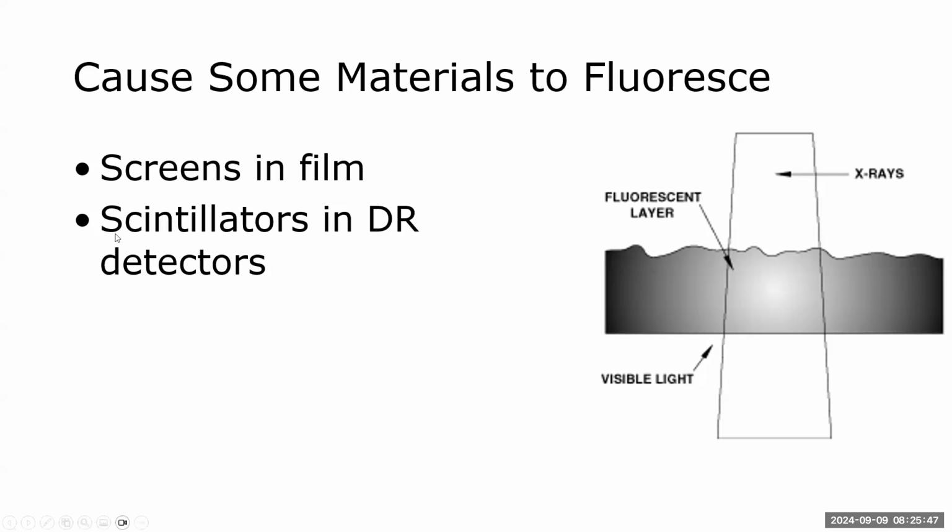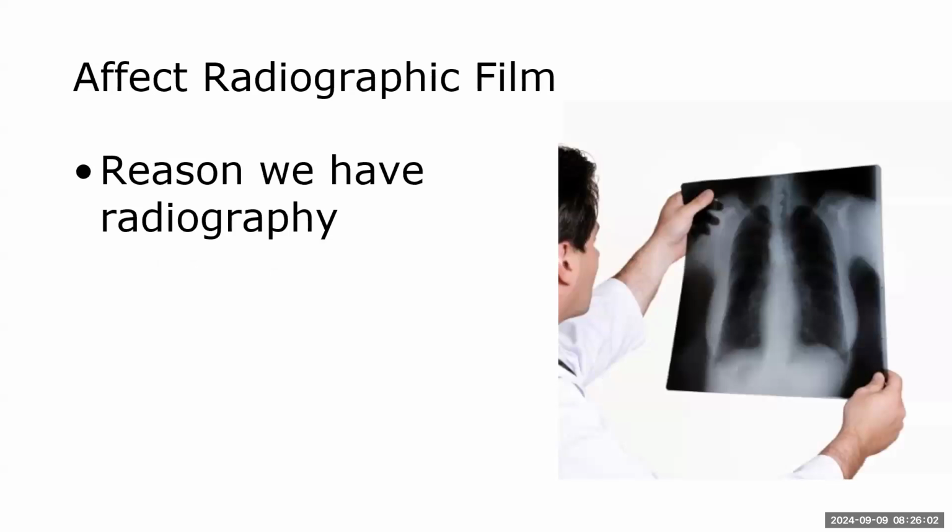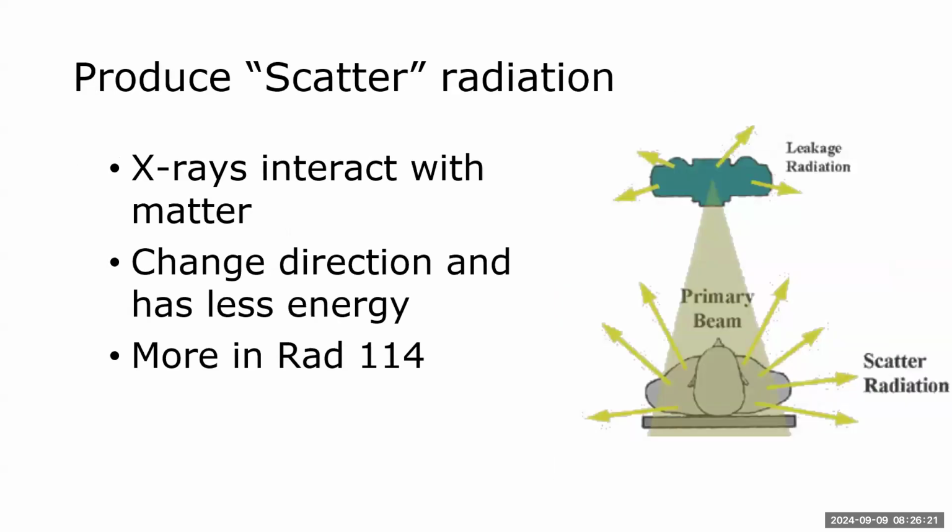This also is related to the scintillators that are in the DR detectors. The detectors that we have in the lab have scintillators in them, which means, again, when X-rays interact with them, light is given off. And light is what helps create that image. And of course, they affect radiographic film. That's one of the reasons why we have radiography: they realized, hey, this is a medium that we can use to actually see the inside of a patient without cutting them open, right? Because it does affect radiographic film.